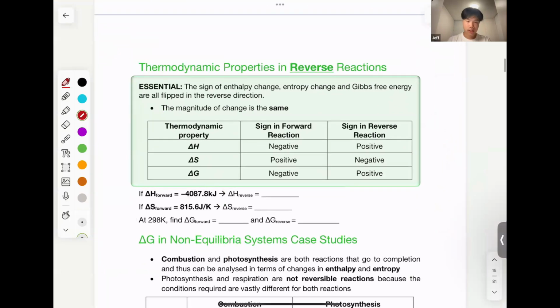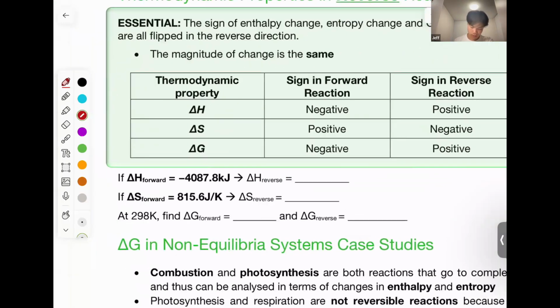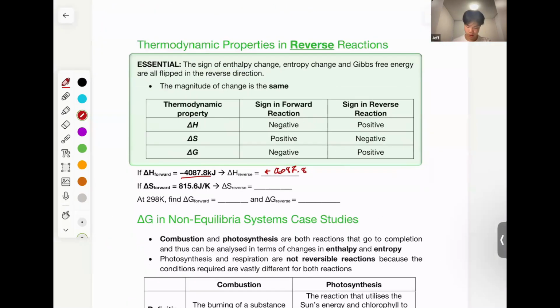One small thing to note is that for any reversible reaction, your delta H, delta S, and delta G for the reverse reaction will just be the same number, but with a negative sign in front. So if your delta S was negative 4087 in the forward direction, it would just be positive 4087.8 in the reverse direction. And this is true for delta S. This is true for delta G as well. It's just the negative version.